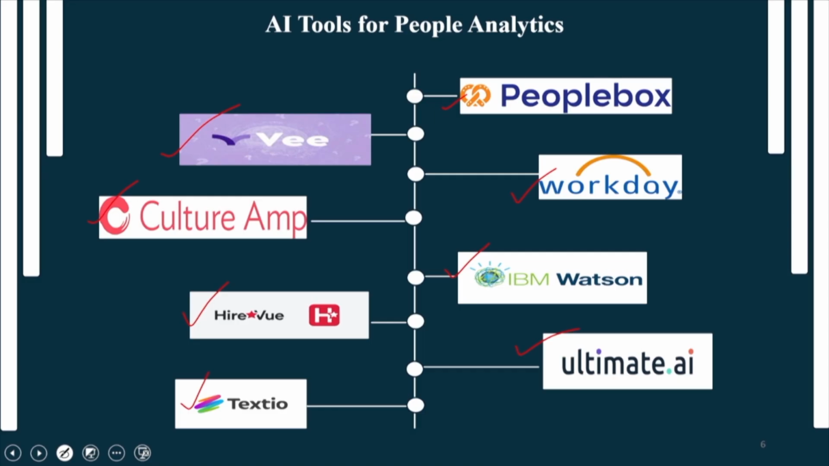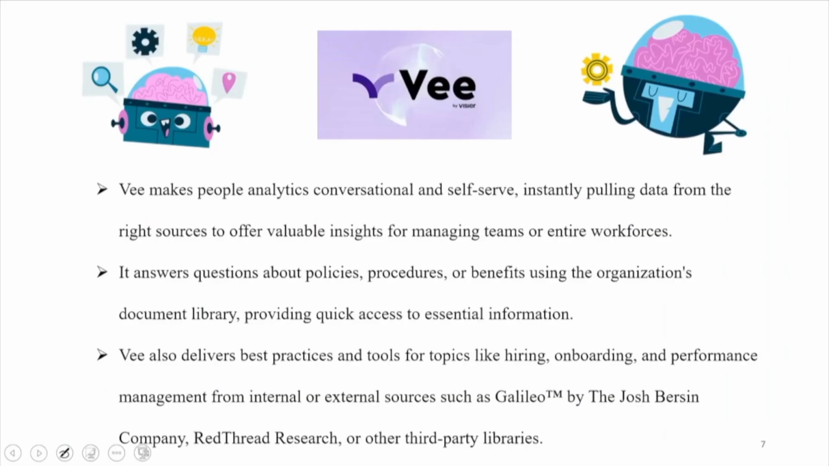Now, let's look at some of the tools in more detail. Let's look into the popular one, V by Visia. V makes people analytics conversational and self-serve, instantly pulling data from the right sources to offer critical analysis or insights for managing teams or even the entire workforce. So it answers typical questions about policies, procedures or benefits using the organization's document library. This is vital: using the organization's document library, providing quick access to essential information. It also delivers best practices and tools for topics like hiring, onboarding, performance management from internal or external sources.